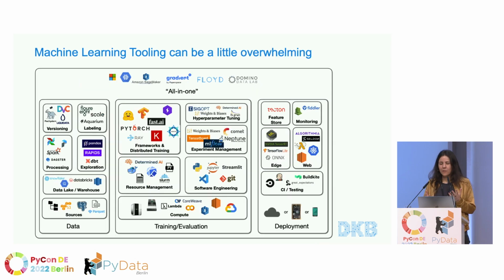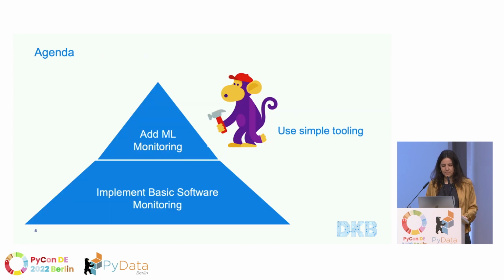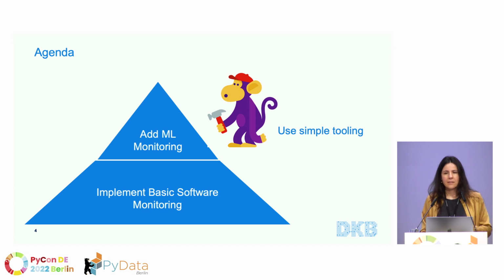Okay, so if you look at some of the machine learning tooling, you might get a little overwhelmed because the space is really large, developing kind of fast, and there are many different tools out there. So what I'm showing you today is my monitoring blueprint, which is a much simplified version that I found useful for my projects in production. So I will cover first implementing basic software backend monitoring, then adding ML monitoring and how you can use relatively simple tooling to do it.